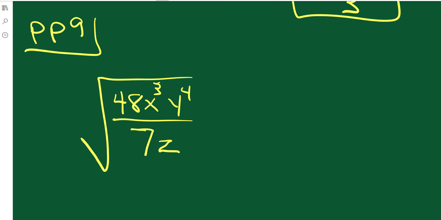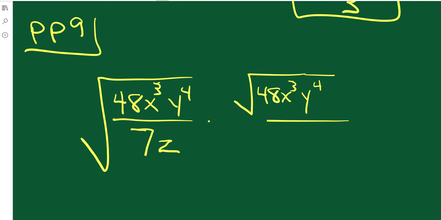Okay, let's simplify the square root of 48x to the third, y to the fourth, over 7z. All right, so first thing I want to do is I want to separate the two. So here I've got the square root of 48x cubed, y to the fourth, and that's going to be over the square root of 7z.